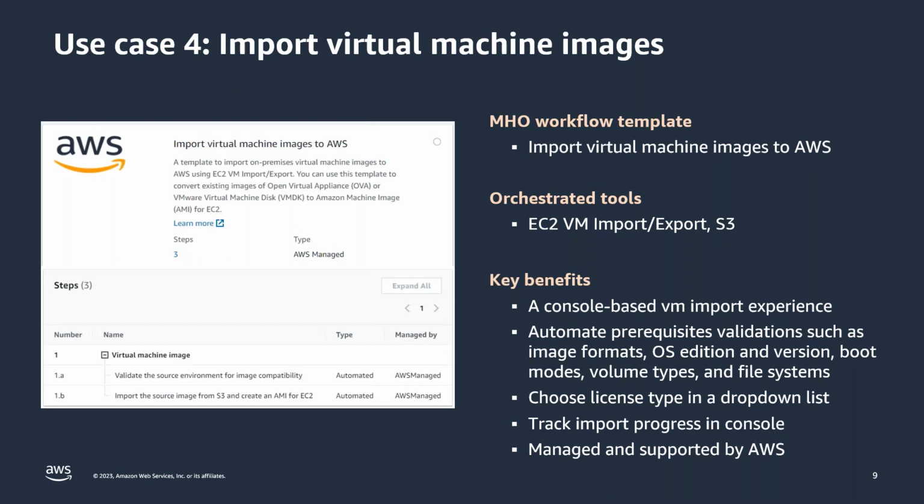This is the fourth use case. We can import virtual machine images to EC2. This is based on a service we call EC2 VM Import/Export. This is useful, especially during BYOL, because you need to use your own image when you run those BYOL workloads on EC2. So in that case, you need to convert your image to the EC2 format. Then you can use this template for a console-based experience.